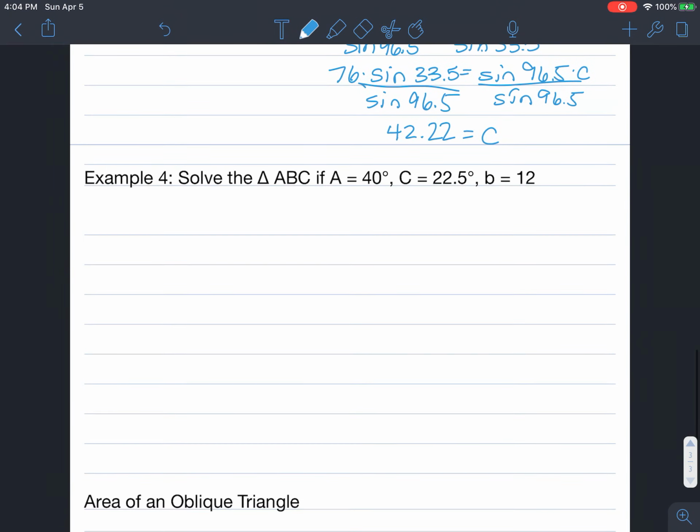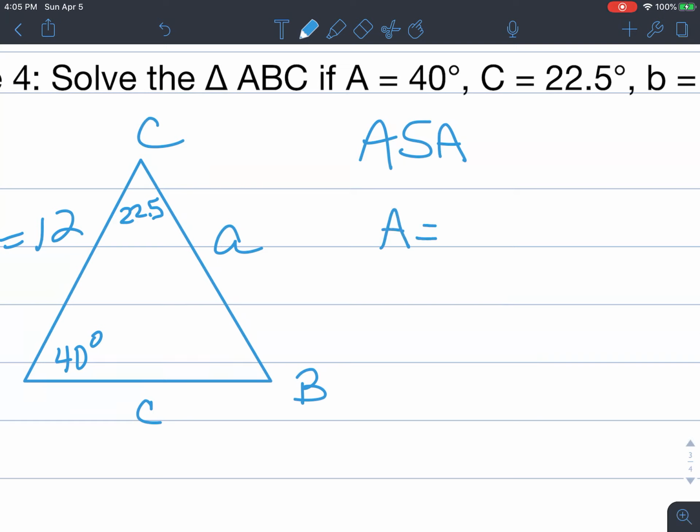Okay, let's try another example. Again, triangle not given, but that's okay. We can draw it ourselves. A, B, C. A is 40, C is 22.5, B, I don't know. Little b is 12. This is side A, and this is side C. Okay, what kind of triangle is it? It's an ASA.